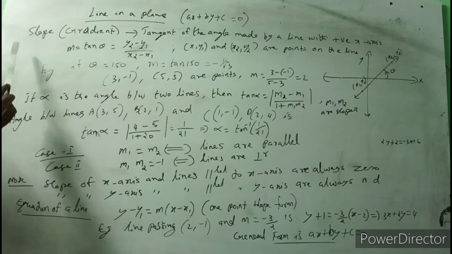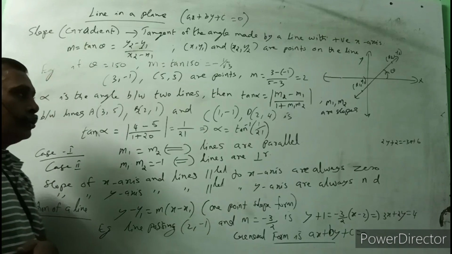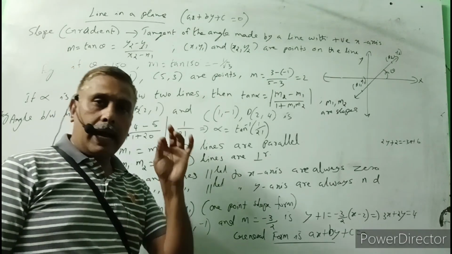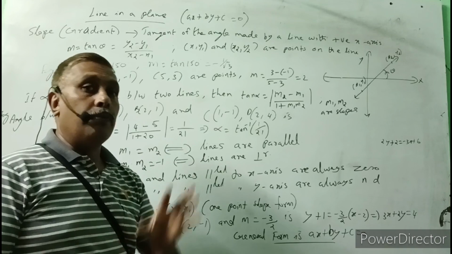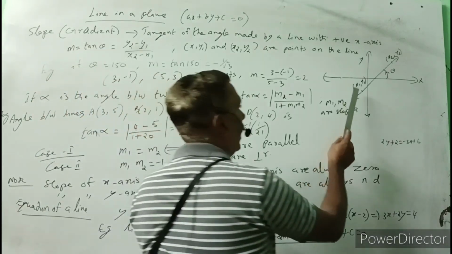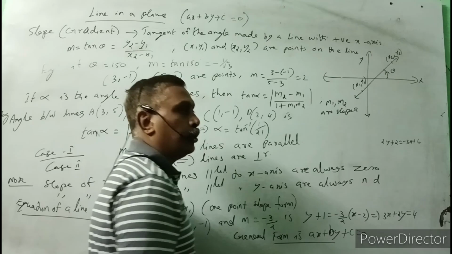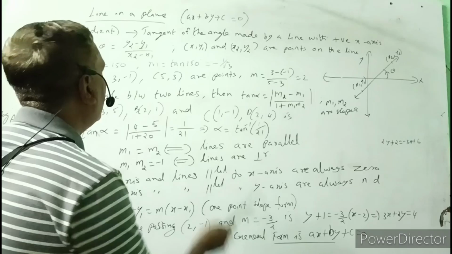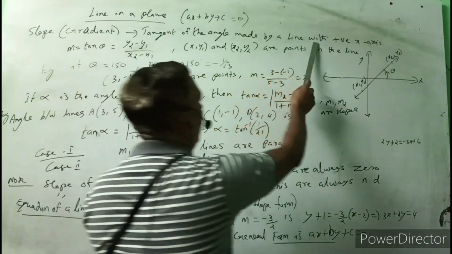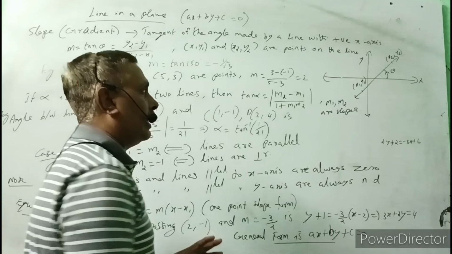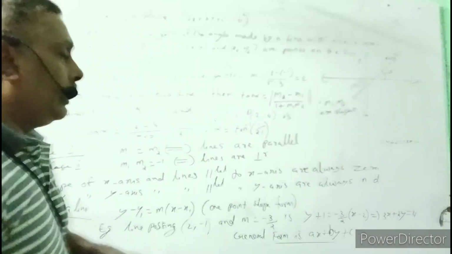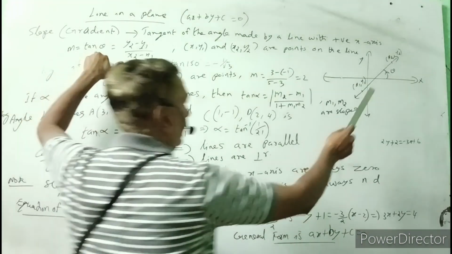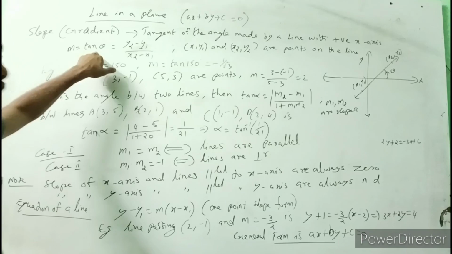For that we must know what is a slope or a gradient. Slope or a gradient means tangent of the angle, means tan theta, where theta is the angle made by the line with the positive direction of x-axis. Only positive direction of x-axis is allowed. The tangent of the angle made by a line with the positive line of x-axis is called the slope. It is denoted by small letter m. m equal to tan theta. Tan theta is the inclination with the positive x-axis.